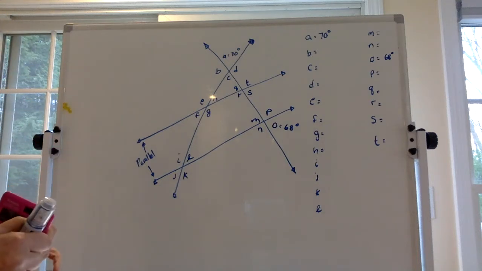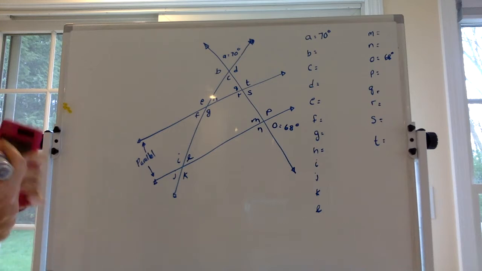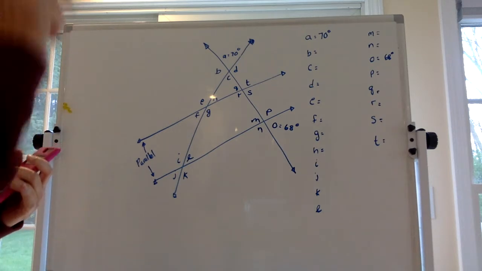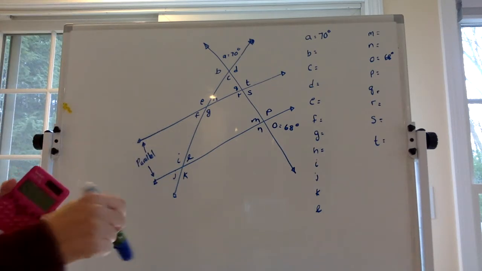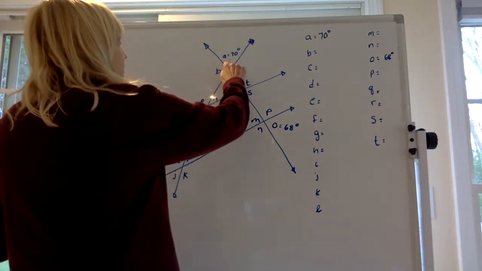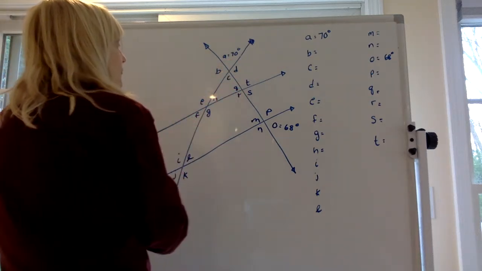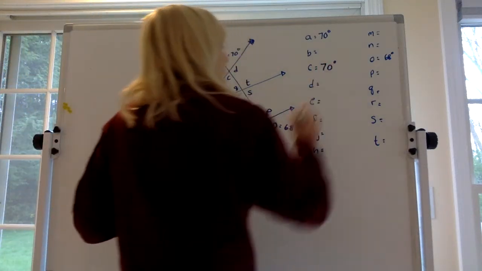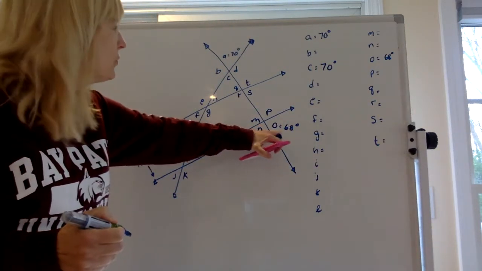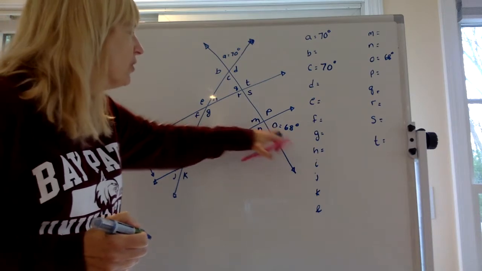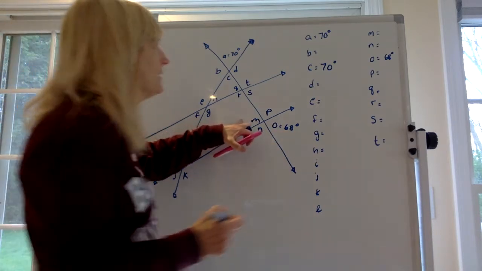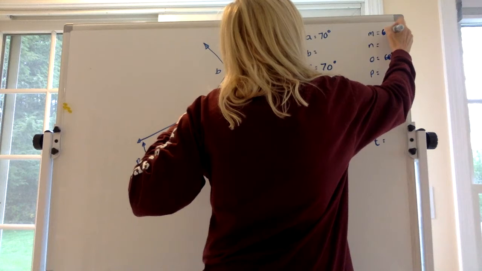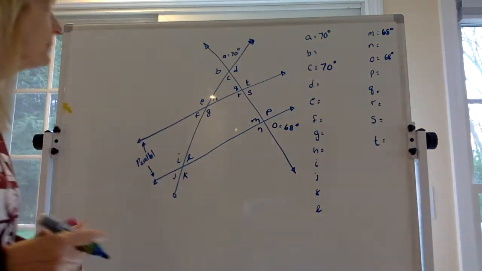So the easiest thing to do is, from your reading, remember that if 2 lines intersect, the opposite angles are equal. So if you have 70 degrees for A, the opposite angle for C is going to be the same. It's going to be 70 degrees. And likewise with O, you have 68 for O, the opposite angle for M is also going to be 68. So we got 2 of them, we're getting there.